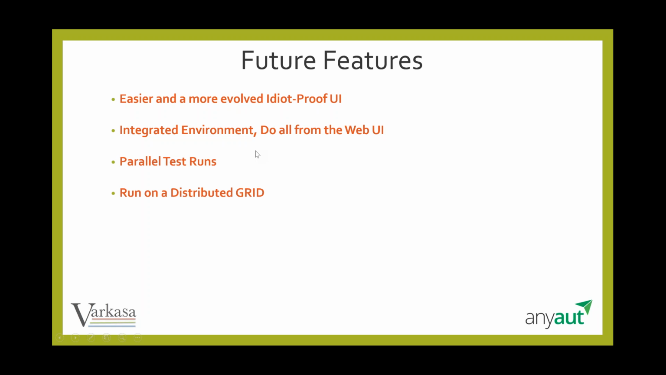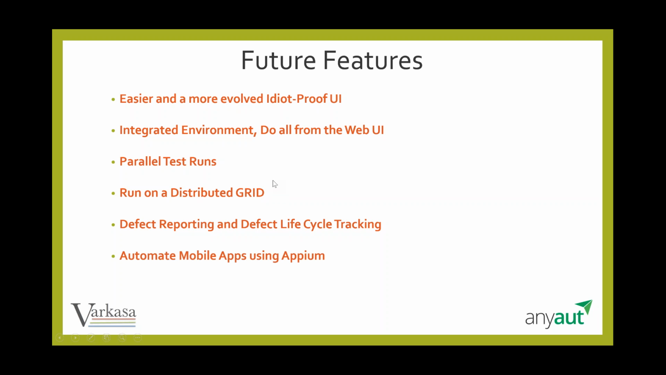Parallel test runs on a distributed grid or cloud. How do we ensure we also involve defect reporting and defect tracking into it? How can we get to automating mobile apps using Appium? That's another great feature that we could do. And how do we constantly build some reusable high-level keywords as an open marketplace?